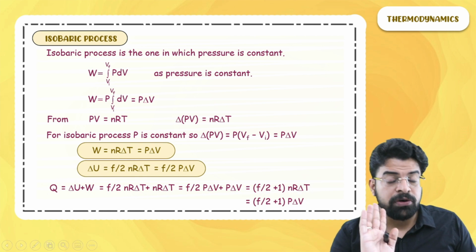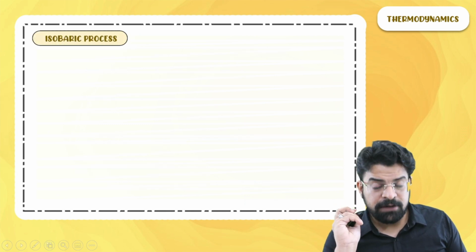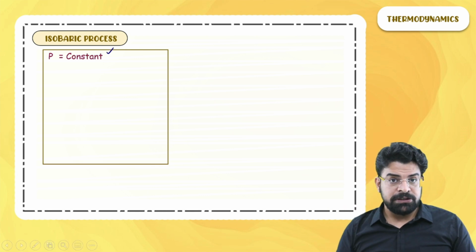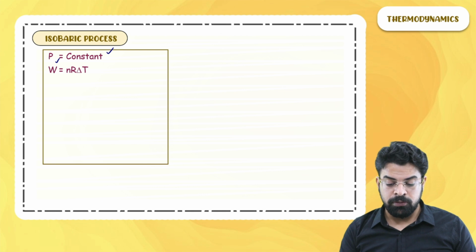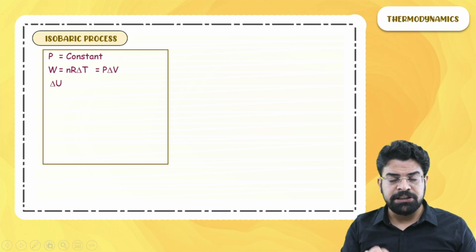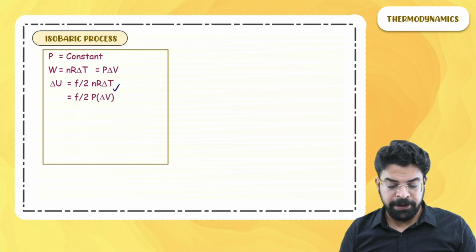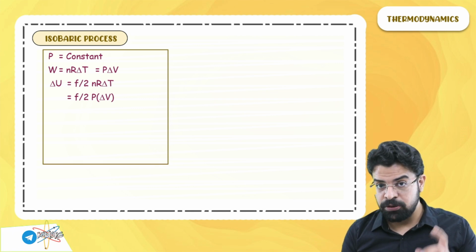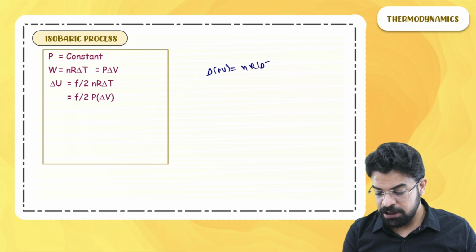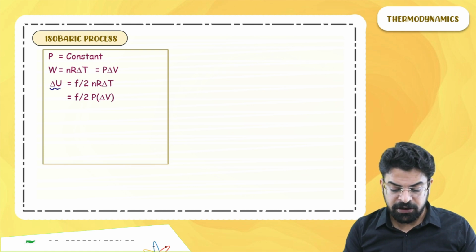Now I will make you remember all this, just stay focused. So now you can say for an isobaric process, pressure is constant. Work done equals nR delta T or P delta V. The change in internal energy can be written as f by 2 nR delta T or f by 2 P delta V, because for an isobaric process, delta PV, which is the same as nR delta T, is the same as P delta V. So this is the change in internal energy.